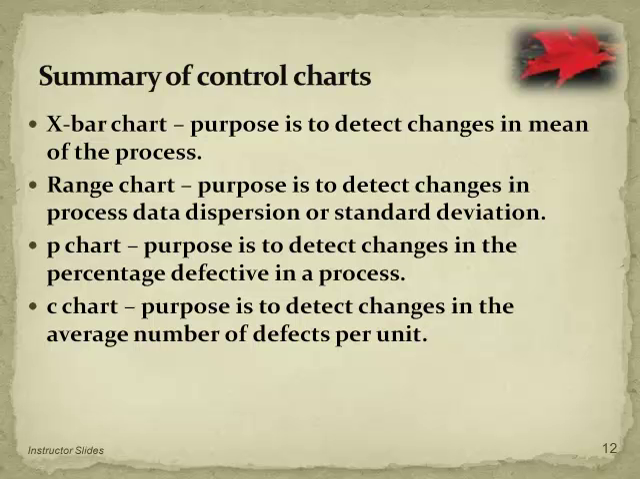And the C chart's purpose is to detect any changes in the average number of defects per unit, whatever the unit could be. It could be per car, or per cell phone, or whatever. So I want you to be able to know what the purposes of all four of these control charts are, and you will see several questions on the exam where you will need to know what these are.